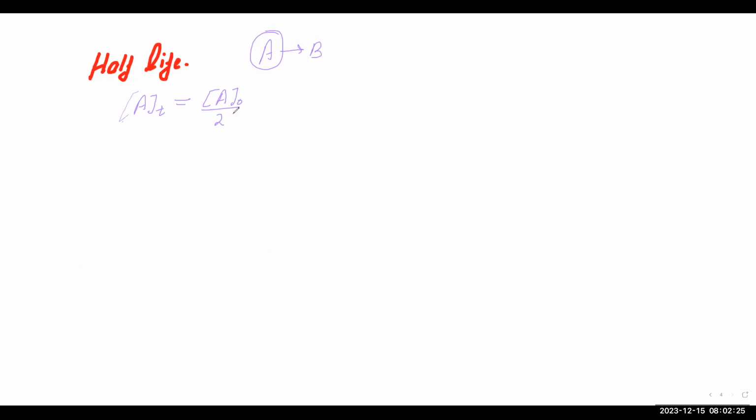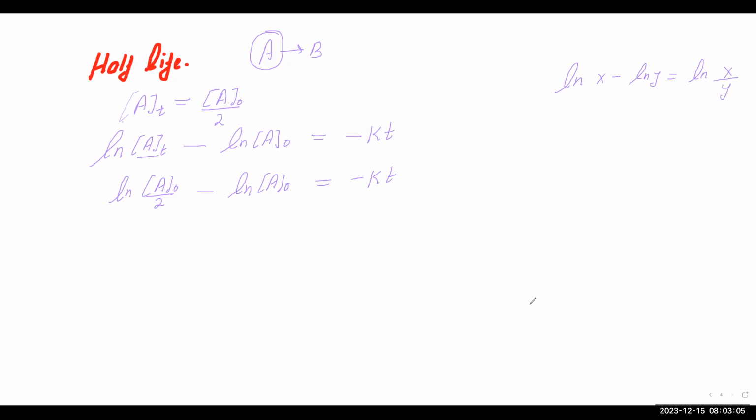Yes, Aditi, good. A naught over 2. Now, what is the integrated rate law? ln At minus ln A naught is minus Kt. That was the integrated rate law. Plug in the values. In place of At, write down ln A naught over 2 minus ln A naught is minus Kt. Mathematically, you know that ln x minus ln y is ln x over y. You know this.